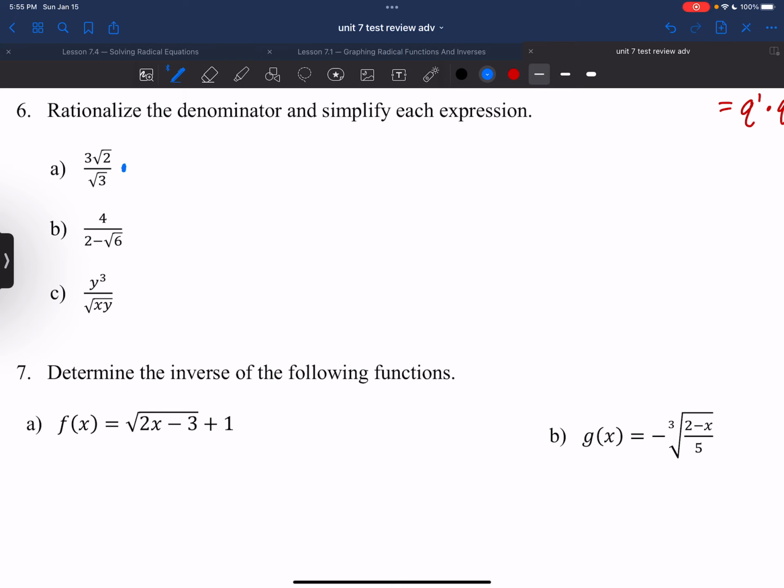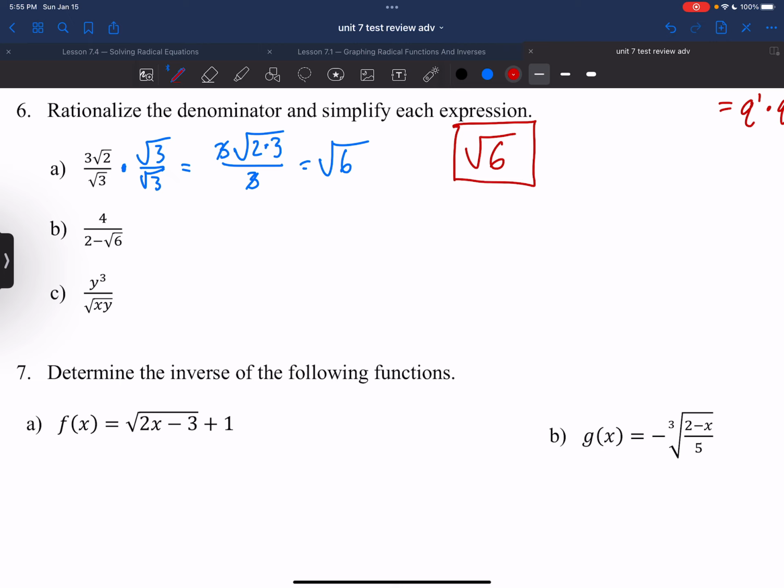To rationalize the denominator, when you have just a radical in the bottom, you simply multiply by that radical on top and bottom. So this becomes 3 root 2 times root 3 over root 3 times root 3, which is 3. Of course, these cancel out, and so this is now root 6. So I'll say root 6. Box the answer. Make sure it's nice and clear.